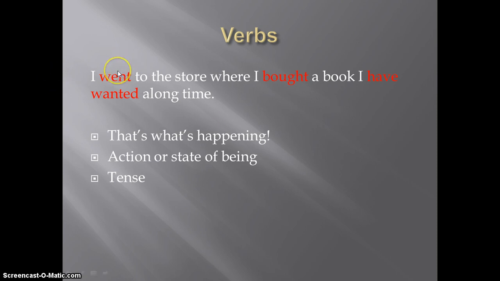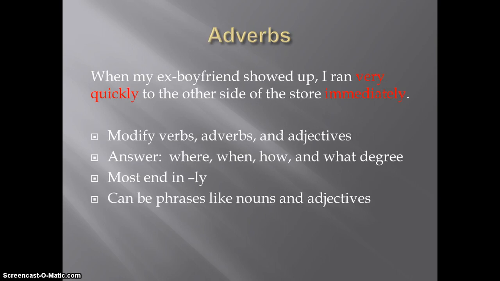So, I went to the store where I bought a book I have wanted a long time. So you can have multiple verbs in one sentence. It's totally fine. Tense. Do be aware of tense. There's past, present, and future. But again, you're going to get more in depth with that in chapter 4. So again, verbs are the action.